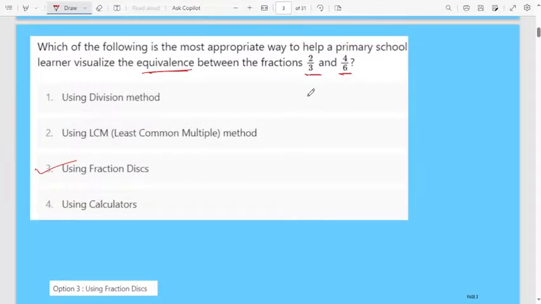Using fraction disc, how? 2 by 3 and 4 by 6. Here simply you can cancel, and 4 by 6 will be equal to 2 by 3. Then it will be like equivalent fraction. Using fraction disc, it will be very easy to introduce this equivalent concept.